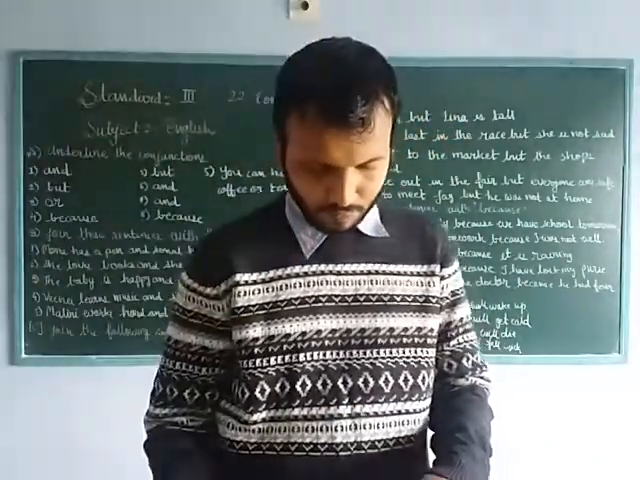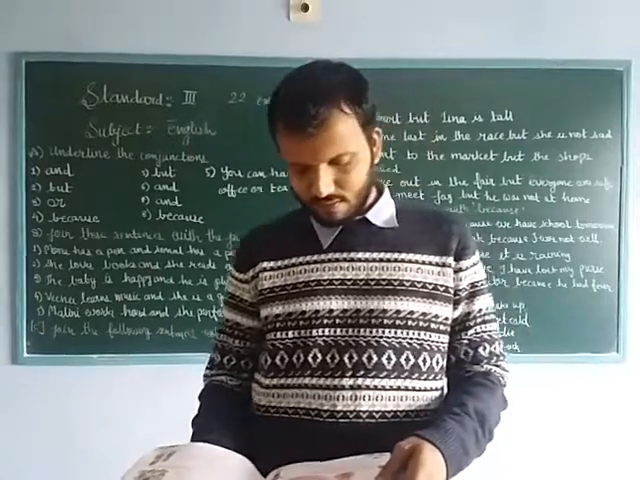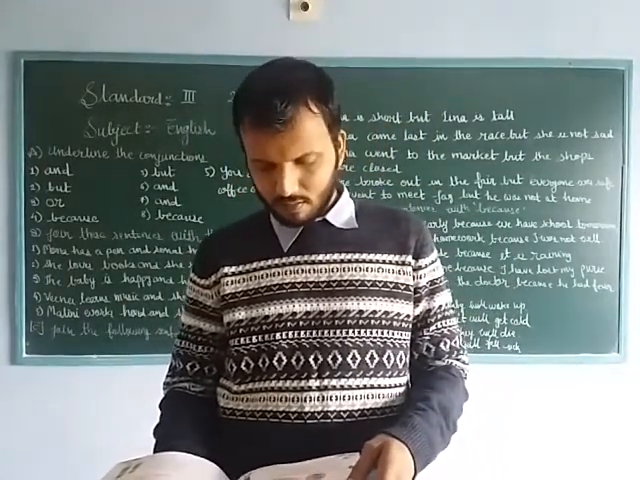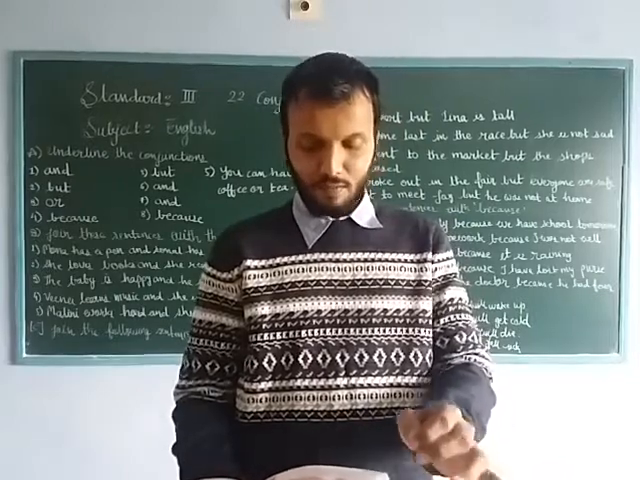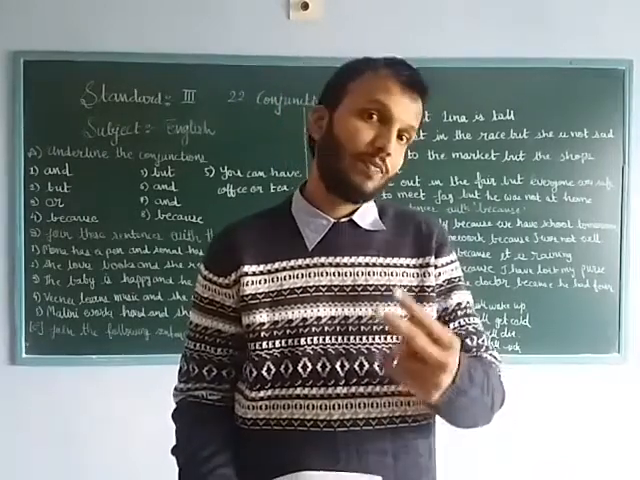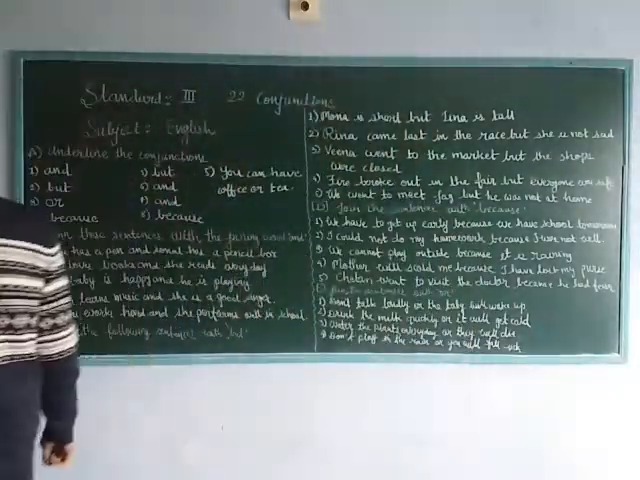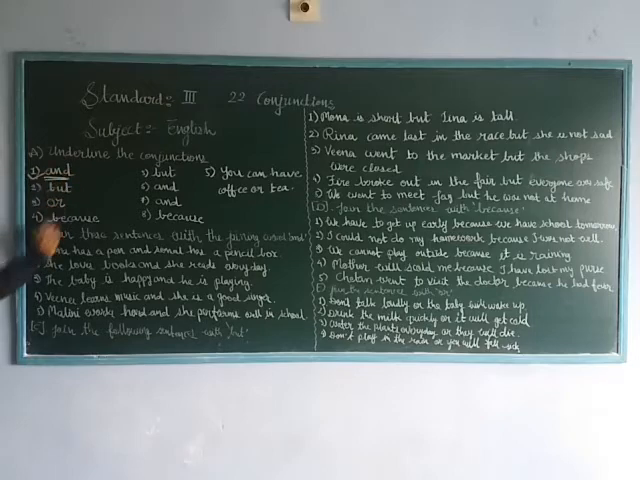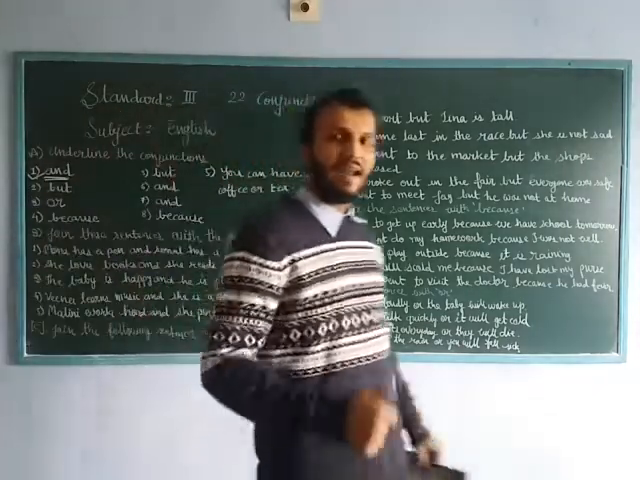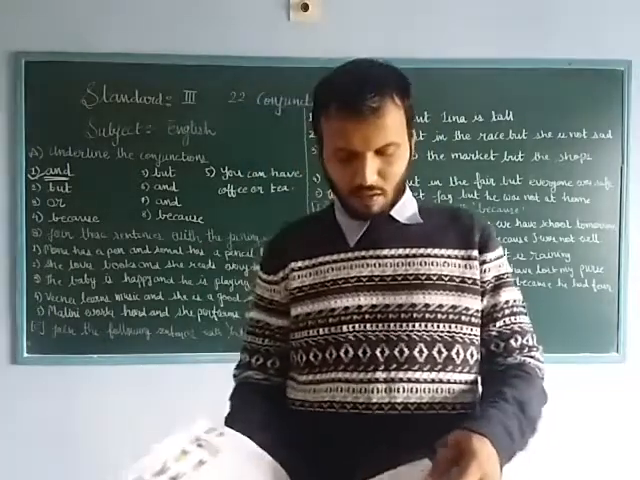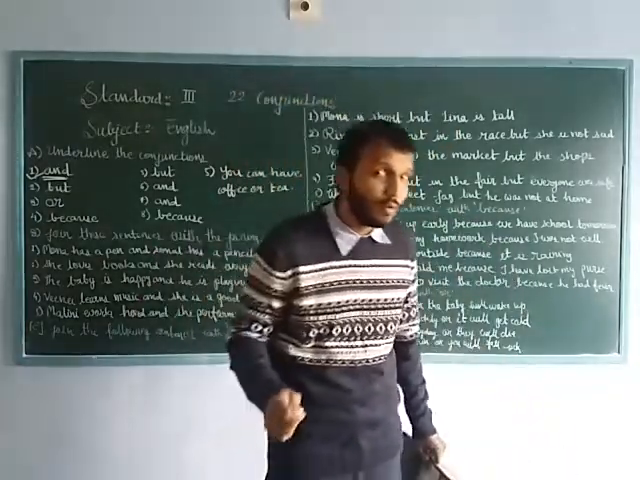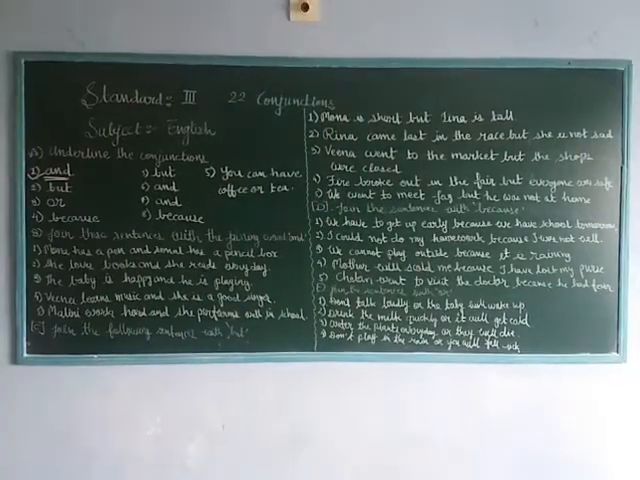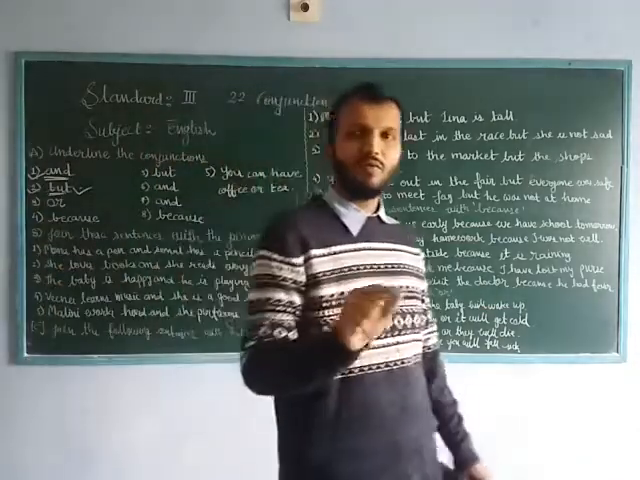So first number, I went to the market and bought two pencils. What is the sentence? I went to the market and bought two pencils. How many pencils did I buy? Two. Okay, so what is the conjunction in this? Answer is "and". Okay, we have to underline "and". Second sentence, the tortoise was slow but steady. So what is the conjunction in this? "But". Okay, answer is "but". So we have to underline "but".